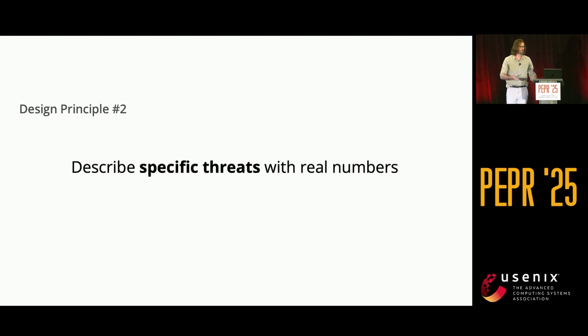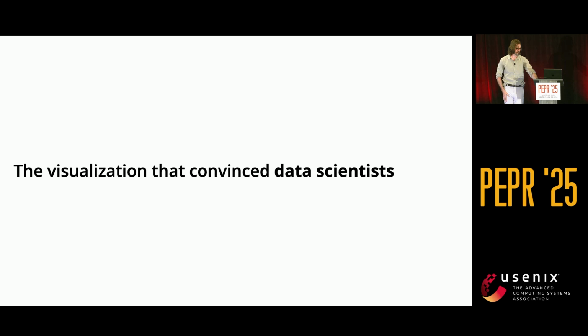Okay, so that pulls design principle number 2 from there, which is the idea to describe specific threats with real numbers to the extent that you can. I mean, it's hard work. It can be tempting to just talk about the theoretical weaknesses of anonymization, but it's really worth it to try to illustrate something concrete when you're trying to bring people on board.